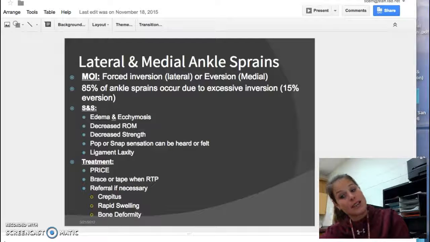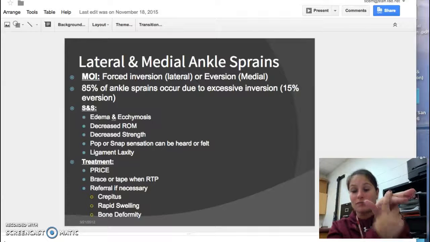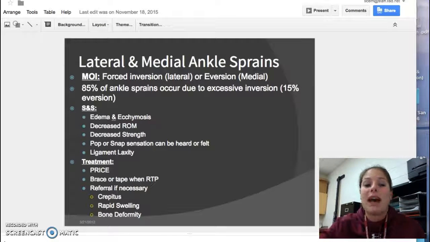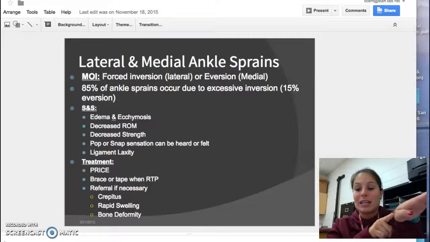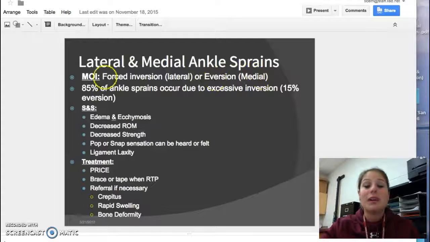On the opposite side of that, if you are forced into eversion, okay, you would have those sprain of those ligaments on the medial side, okay, and that's only going to account for about 15%. Again, because those deltoid ligaments are so strong that they can hold things better, and just our general anatomy, okay.